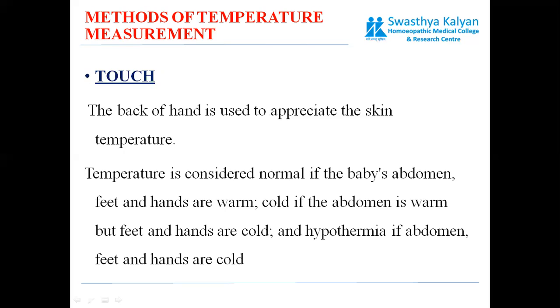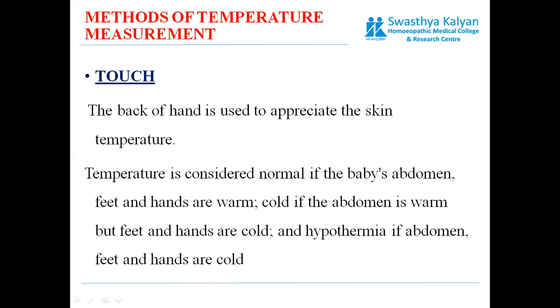Now, what we do in this method, we can get an approximate or reasonable idea by touching the baby's hands and feet and abdomen with the back of the examiner's hand. If everything appears warm, hands, feet, and abdomen, then the temperature of the baby is considered normal. But when the abdomen is warm, but hands and feet are cold, this is the indication of hypothermia. But when the hands and feet are cold and abdomen is also cold, this is the indication of severe hypothermia.